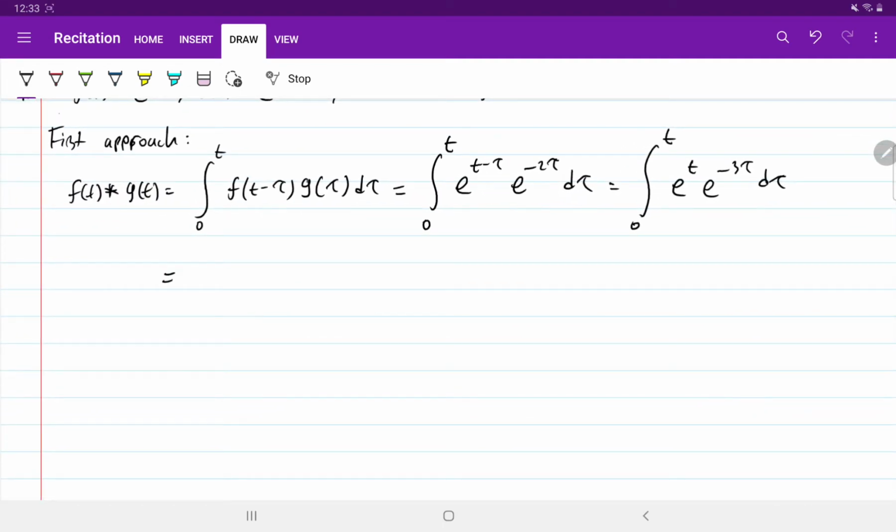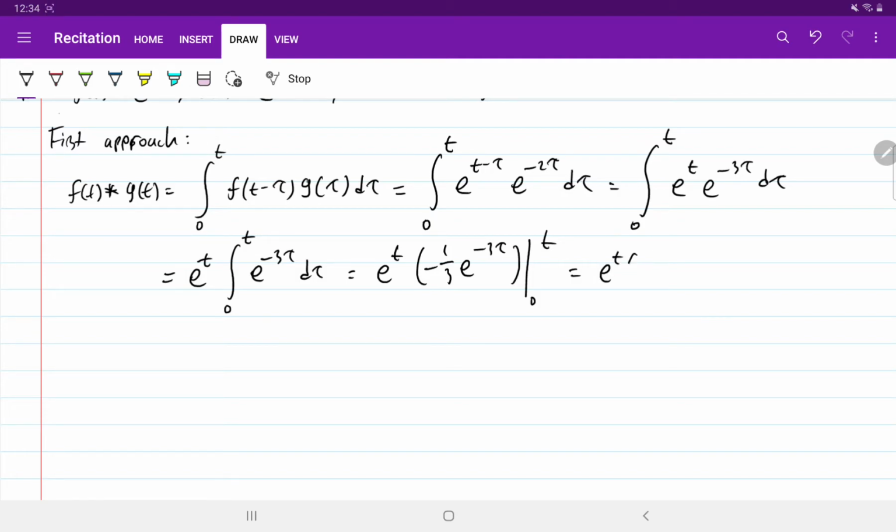So since the variable of the integration is tau, then we can put e^t in the front, since it's not part of the integration. Then we just need to integrate e^(-3 tau) d tau. So this is e^t, and you get minus 1/3 e^(-3 tau) from 0 to t. So it is e^t times minus 1/3, and then e^(-3t).